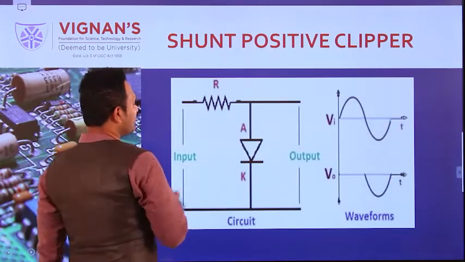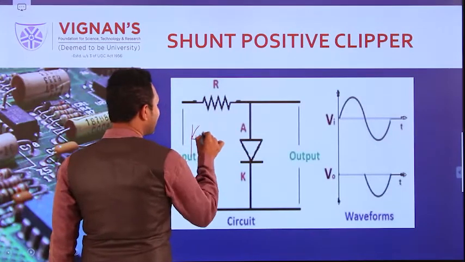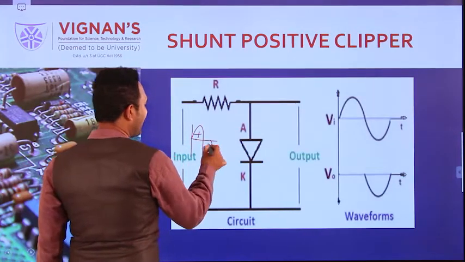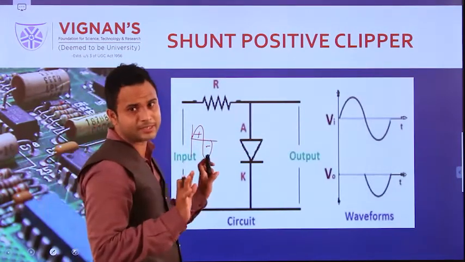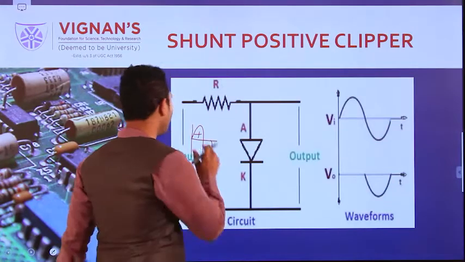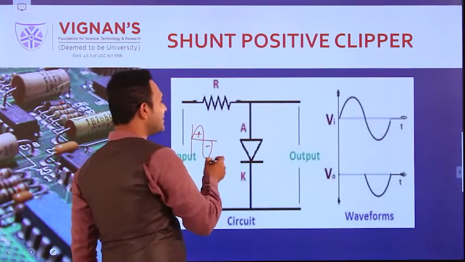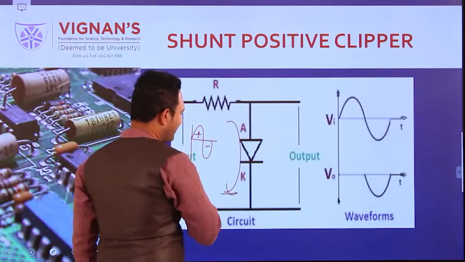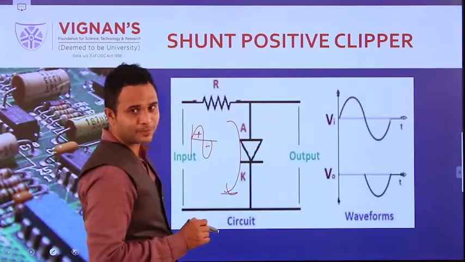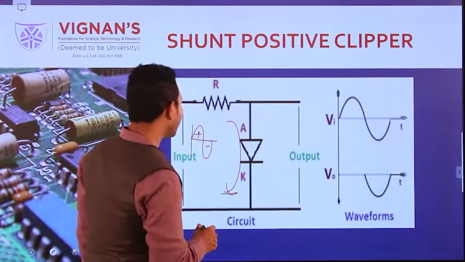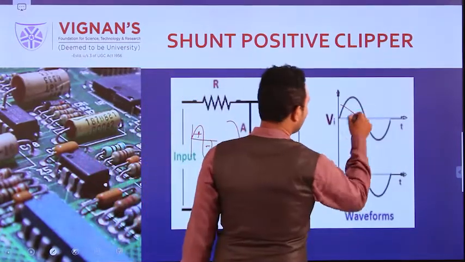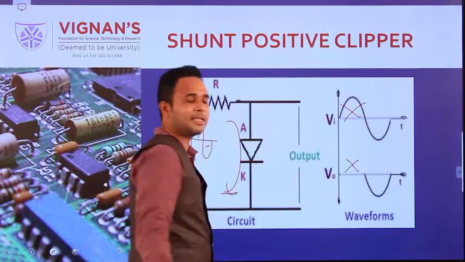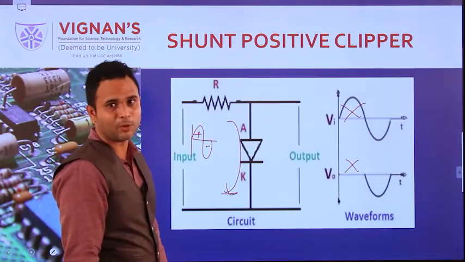Here in the shunt positive clipper, our input signal is a sine wave, positive and negative. Whatever voltage, I am not considering the voltage here. Positive is connected to the anode, so the diode is in forward bias. This positive peak acts as a short circuit, so it is flowing like this and this positive is going to the suppressor. We are not getting this positive pulse at the output end.